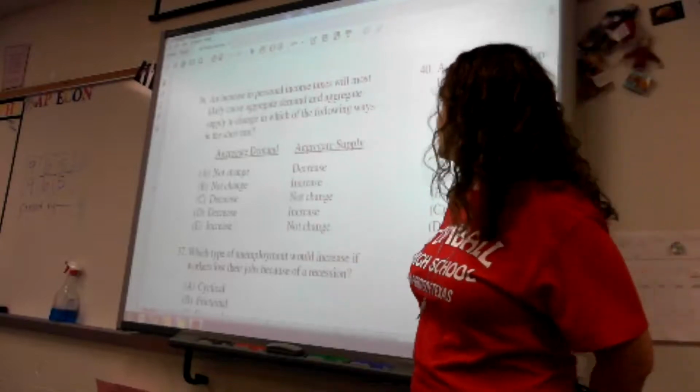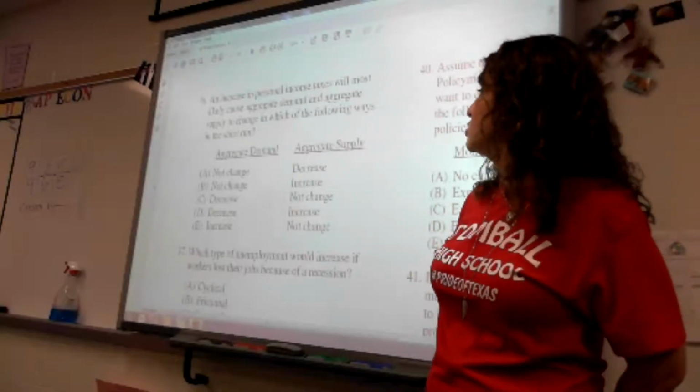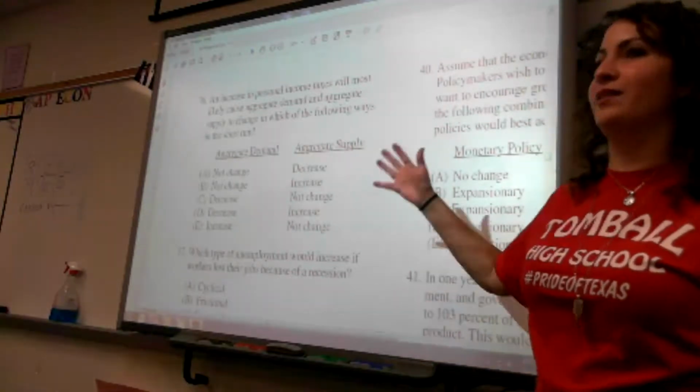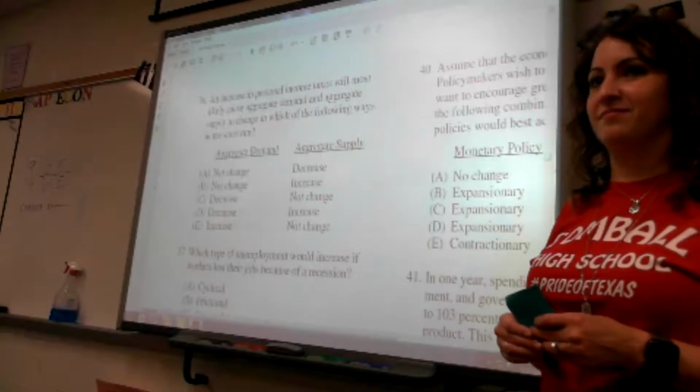36. An increase in personal income taxes would most likely cause aggregate demand and aggregate supply to change in the following ways in the short run. Aggregate demand, aggregate supply. I remember being stuck on this question for like 20 years. Can you tell me what aggregate demand is?